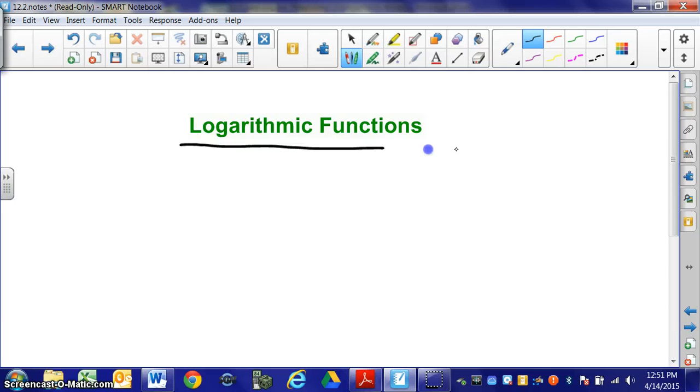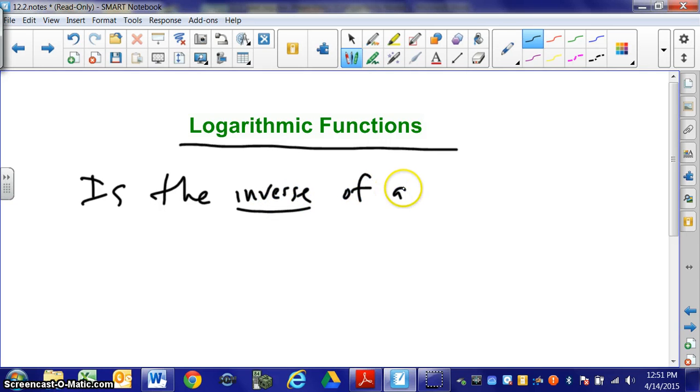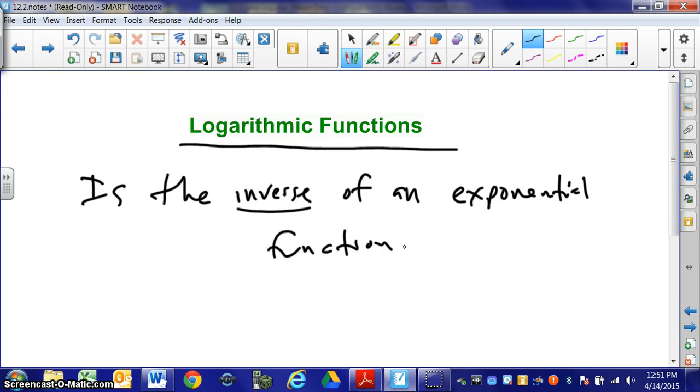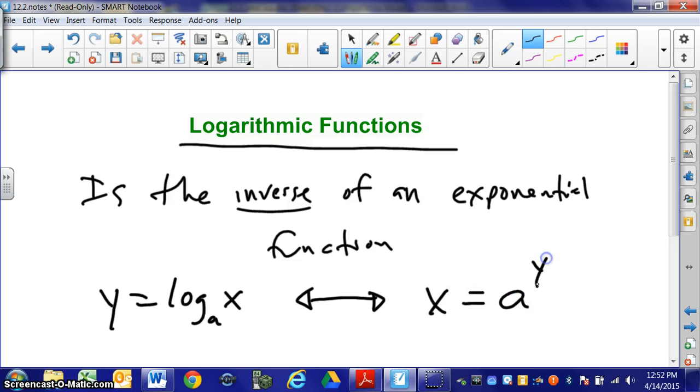Alright, logarithmic functions. A logarithmic function is the inverse of an exponential function. We'll do more work later on converting back and forth between exponential functions and logarithmic functions, because there is a way to convert. But for right now, what I want you to know is that if I give you an equation where y equals log base a of x, I can think about that as x equals a to the y.